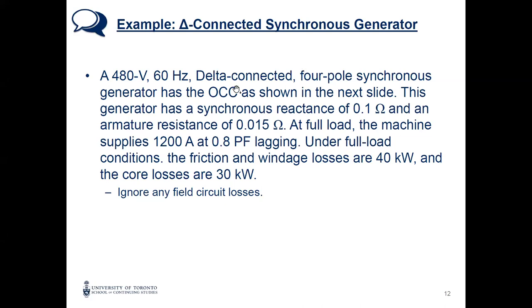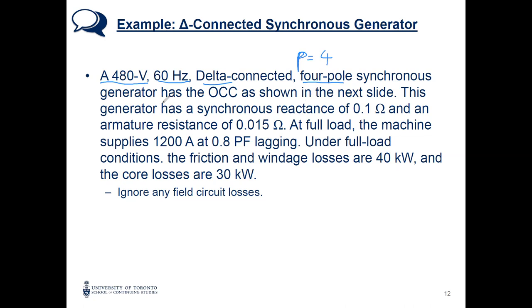Okay. For this problem, it's a delta connected synchronous generator. And let me get the pen. So it's 480 volt. It's a delta, so we are going to use this voltage, 60 hertz this time, delta connected. Number of the poles are 4. Okay, P equals 4. So P is the number of poles, not the active power.